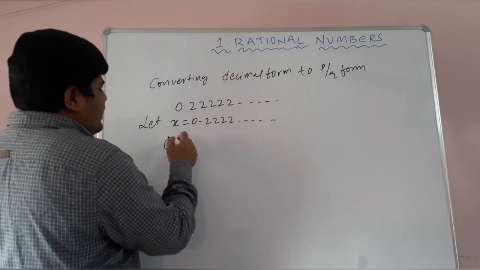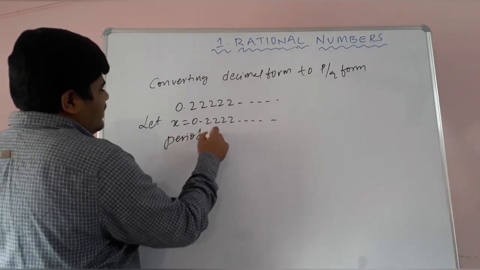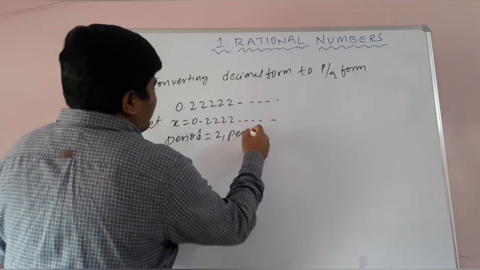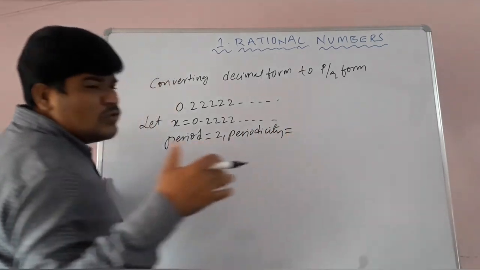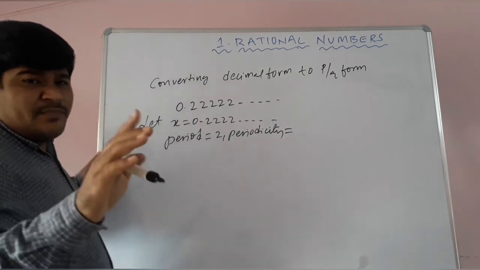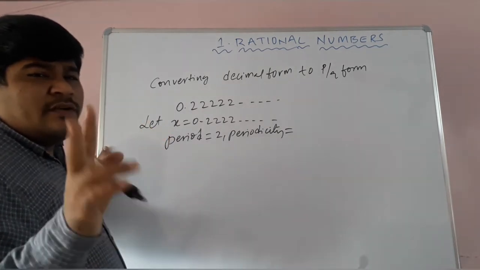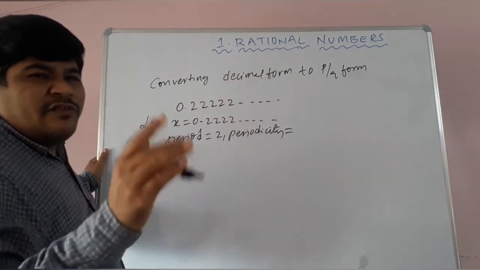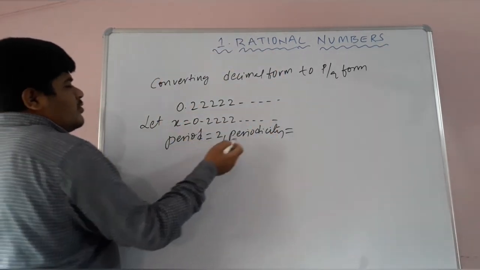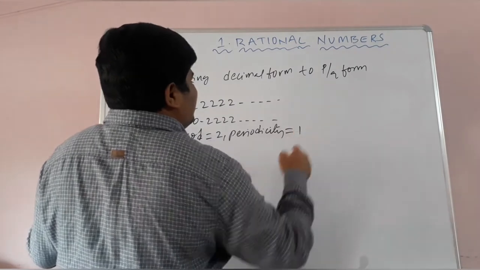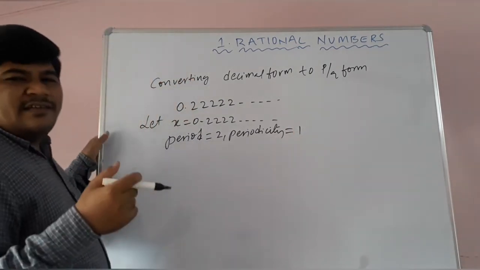So what is its period? Its period is 2, and what is the periodicity? How many digits are repeating, children? 2, 2, 2, 2, 2. Only one digit is repeating. Suppose 2, 3, 2, 3, 2, 3, that means 2 digits repeating. 1, 3, 5, 1, 3, 5, 1, 3, 5, and so on, that means 3 digits are repeating. So like that we have to check. So here only 1 digit is repeating, so its periodicity is 1.